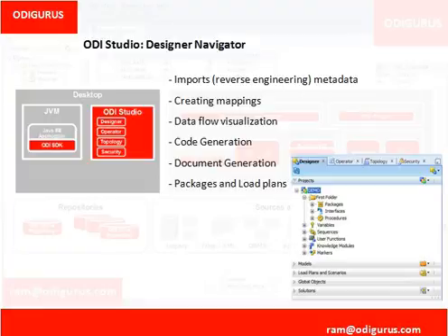Designer Navigator is also used to design data integrity checks like data quality checks, and also to build transformations. For example, you can build a process to automatically reverse engineer existing applications or databases. You can also use the graphical environment to develop transformations in the mappings. So visualization of data flows is also possible in the mappings with the help of Designer.